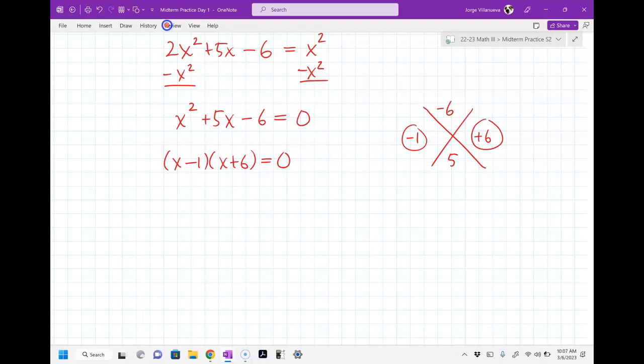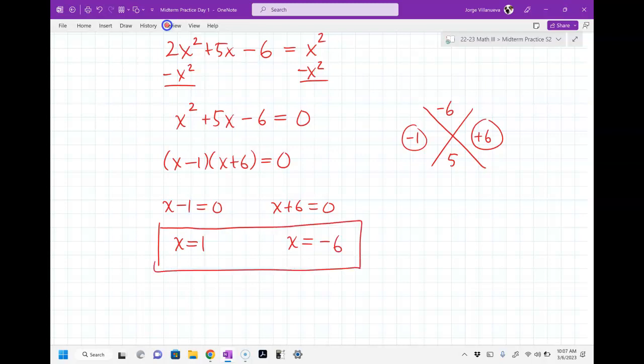So set each one equal to 0 and solve. This is the easy part now, right? So here we go. I'll add 1 to both sides. That gives me x equals 1. I'll subtract 6 on both sides. That gives me x equals negative 6. Here are my two answers. You can either write them like this, or like, oops, I'm sorry, or like this. Either one is fine.